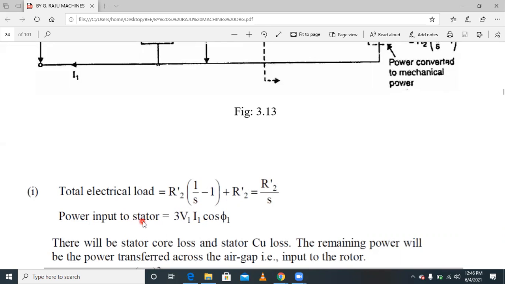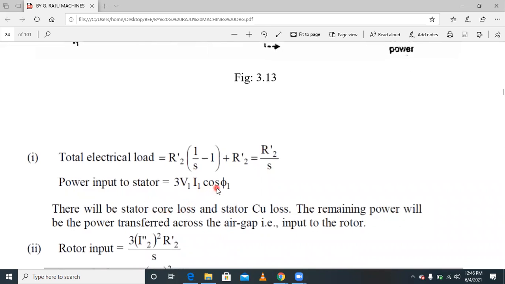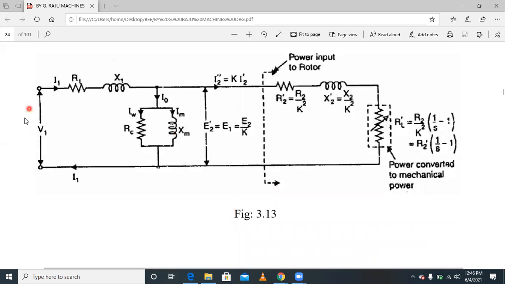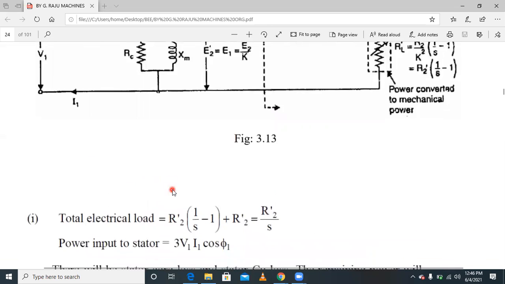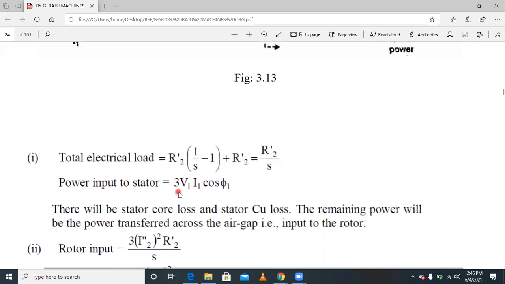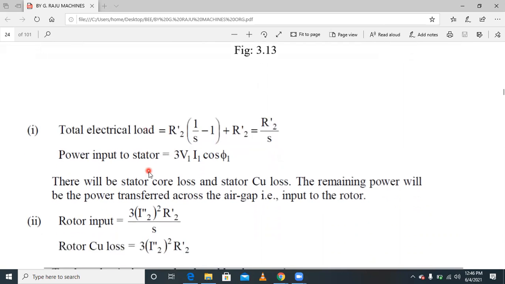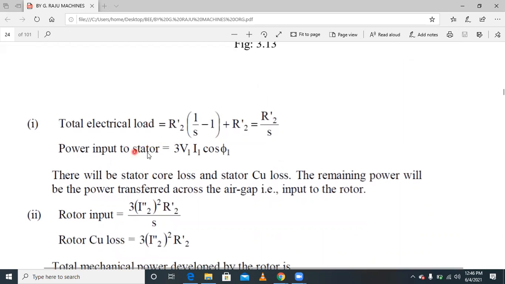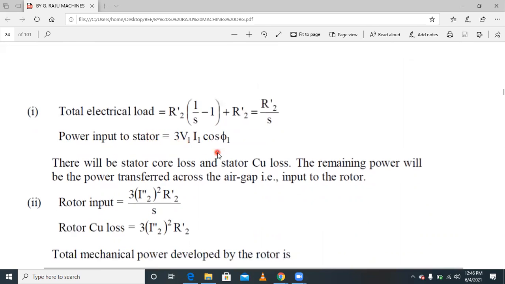Then the power input to the stator is 3V1 I1 cos φ1. It is a 3-phase supply, that's why 3V1 I1 cos φ1. If it were a single phase supply, it would be V1 I1 cos φ1. But since it is a 3-phase supply, the power input to the stator is 3V1 I1 cos φ1.